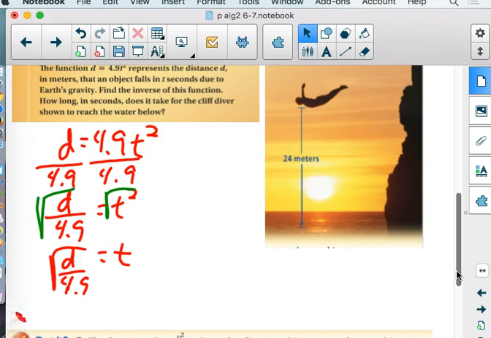So there's our formula. Now why didn't I put a plus or minus on this one? It's time. You're never going to tell anybody it took a negative 3 seconds to do something. You're just not. So now it says, let's use this.